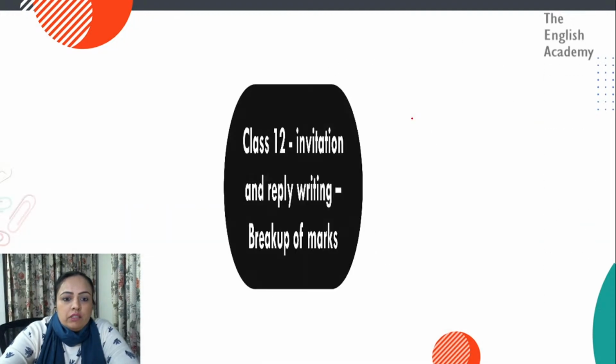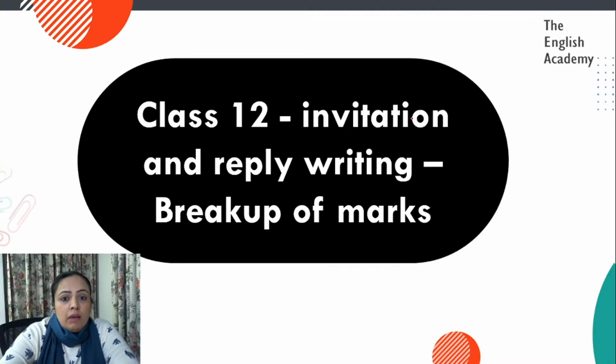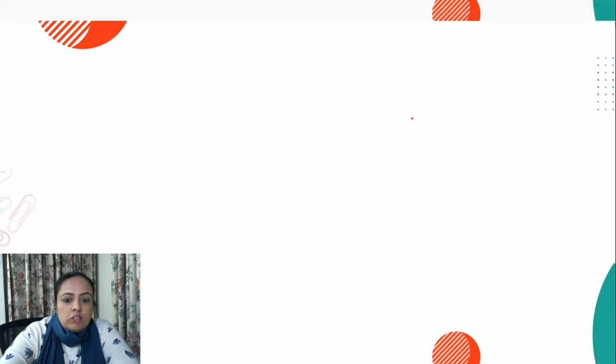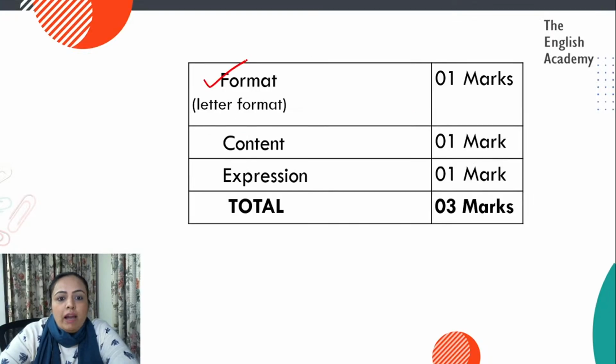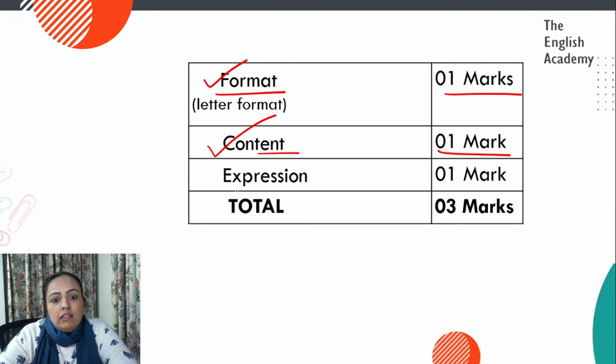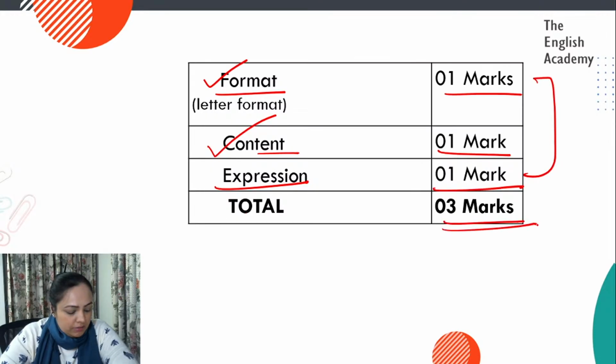Now we move ahead and we see what is the breakup of marks. How are these 3 marks distributed? So this is the breakup. First, the format, as I told you, formal or informal, whichever you have to write, invitation or reply, its format should be proper. It will carry 1 mark. The content will again carry 1 mark. Content means what all information you are supposed to mention in the invitation or reply. That should be complete. That carries 1 mark weightage. And then the expression, that is your grammatical accuracy, your spellings, that is again 1 mark. So this is the total breakup of 3 marks.